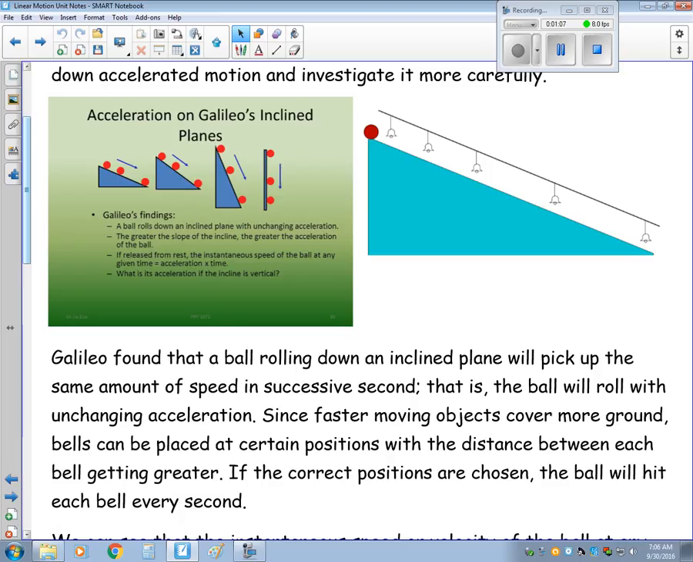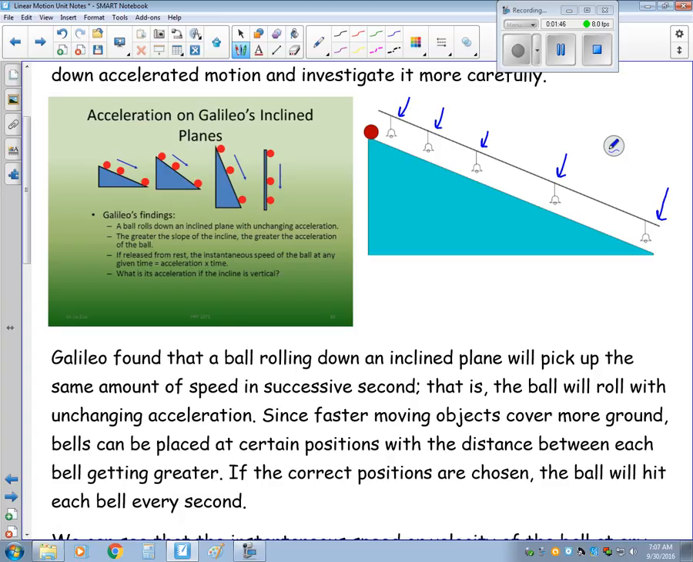He put bells on his ramp. And he spaced them out in such a way that as the ball would roll, it'd ring the bell once per second. So initially the ball was rolling slowly, so the bells could be closer together because it wasn't covering very much distance. But as the ball picked up speed, the bells had to be spread further and further apart in order to keep that successive second. So the ball would roll with unchanging acceleration, and that's something that he discovered.